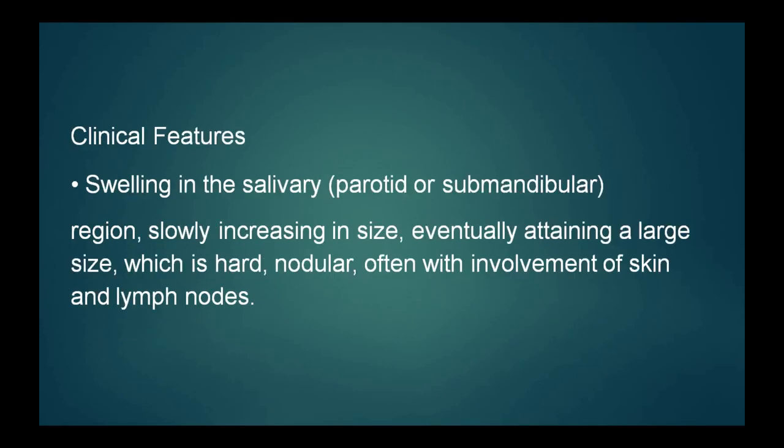So coming to the clinical features of mucoepidermoid carcinoma, it usually presents as a swelling in the salivary region, either parotid or submandibular gland, slowly increasing in size, eventually attaining a large size, which is hard, nodular, often with involvement of the skin and lymph nodes.